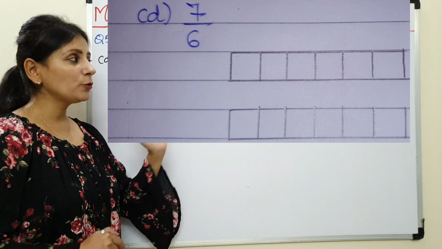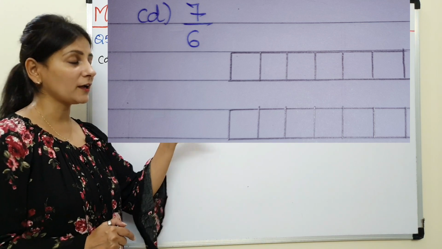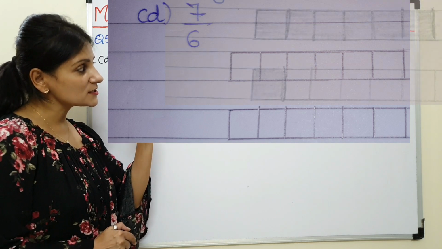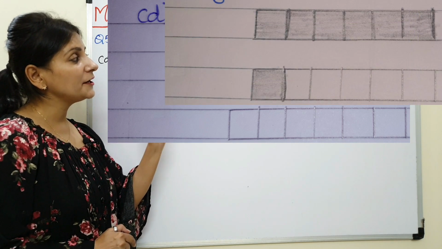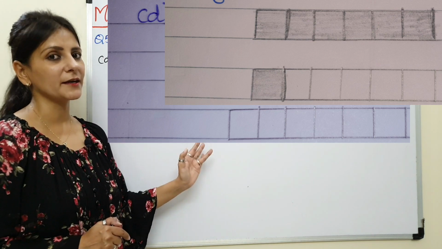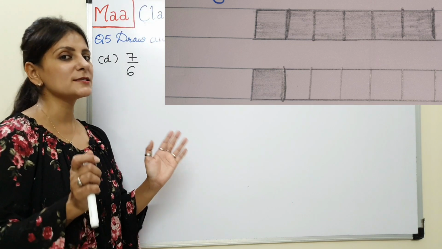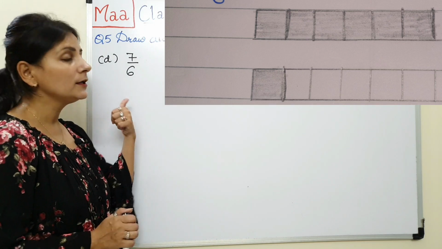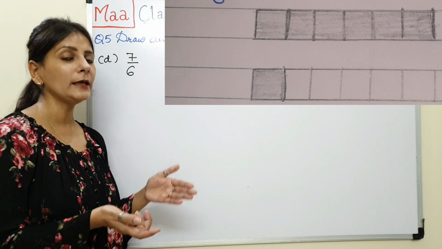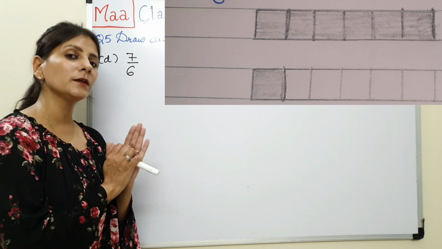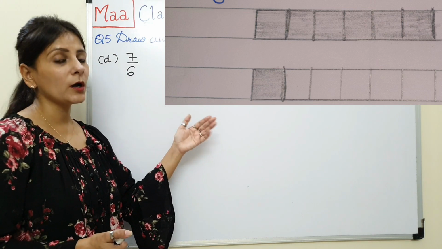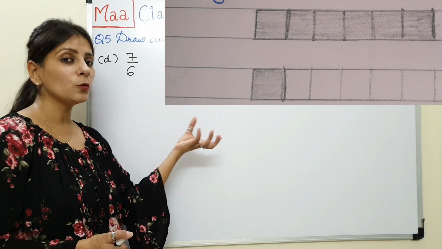Now I will be doing the shading in these 2 rectangles according to the given fraction. So you can see that in the first rectangle I have done shading in all 6 parts. Whenever it is the first rectangle in this diagram, you will shade all the parts, because this is an improper fraction. So when we show an improper fraction through a diagram, the first figure will have all parts shaded, and in the second figure the remaining parts will be shaded.